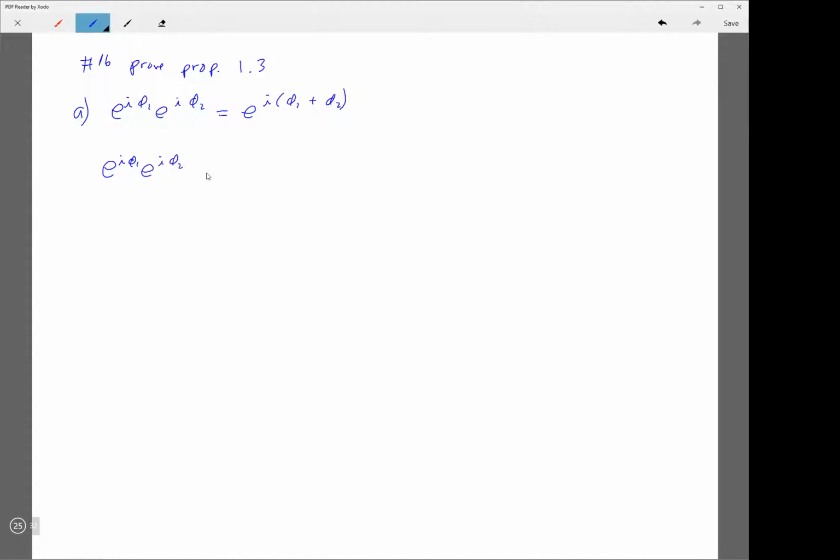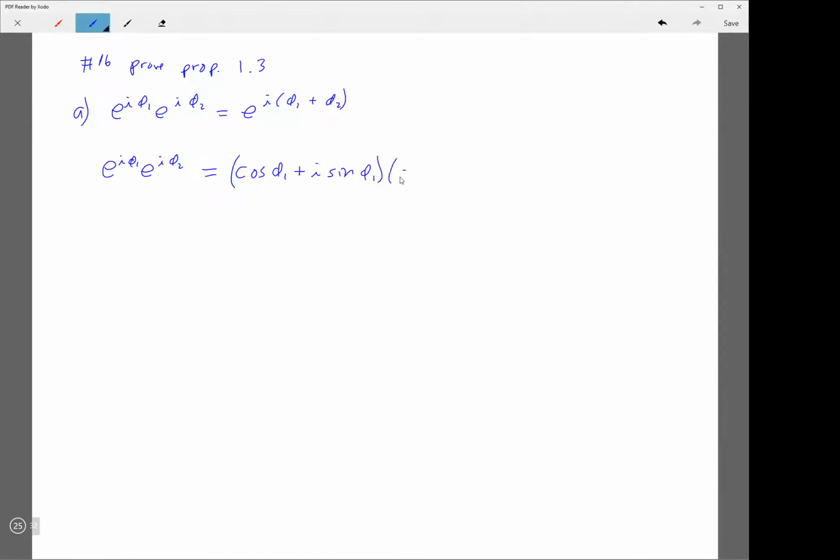Sometimes you're going to have to start with both sides and maybe do some scratch work, but then when you actually write it out, you should start with the left-hand side and make it equal to something. Okay, so we can write down what this is equal to. So e to the i phi1 is cosine phi1 plus i sine phi1. That's just the definition, right?